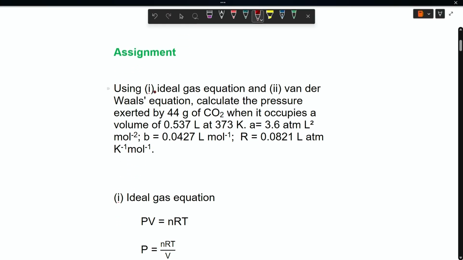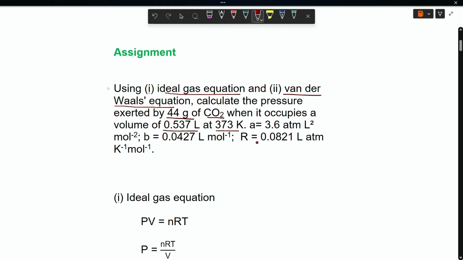The assignment is, using ideal gas equation and van der Waals equation, calculate the pressure exerted by 44 gram of carbon dioxide when it occupies a volume of 0.537 liters at 373 Kelvin. Given that the van der Waals constant A is equal to 3.6 atmosphere liter square mole raised to minus 2 and B is equal to 0.0427 liters per mole inverse.